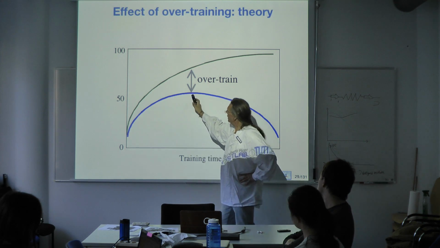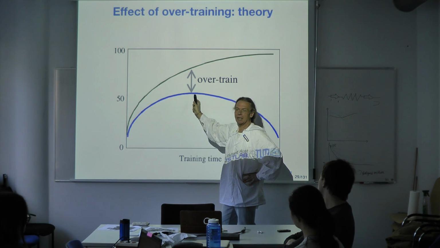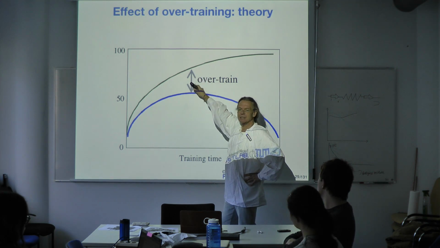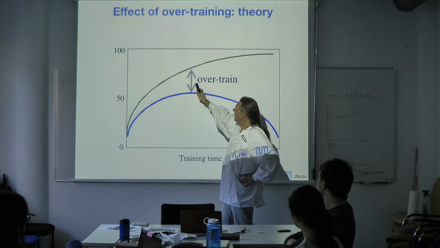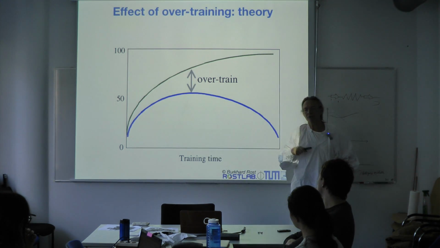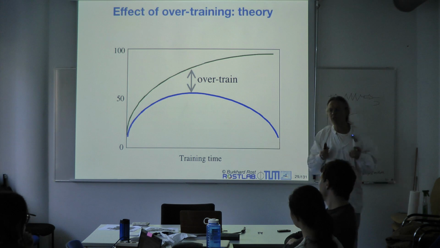And in this one, there is a maximum point. After that, it falls down. And the interpretation of that is that we overtrain. Overtrain means essentially after this point you only learn, so to speak, by heart for the training set. You're no longer generalizing.